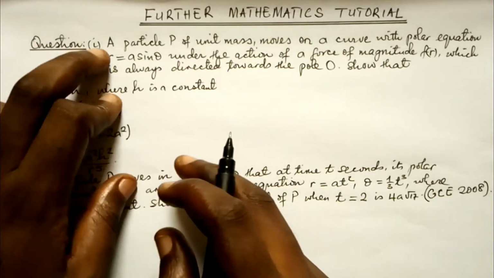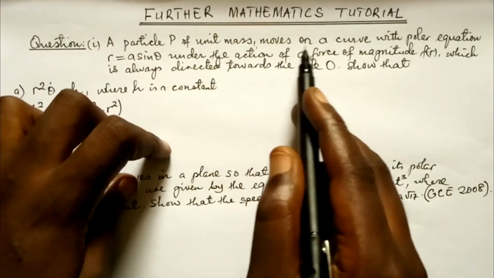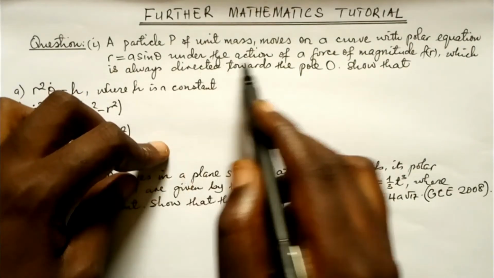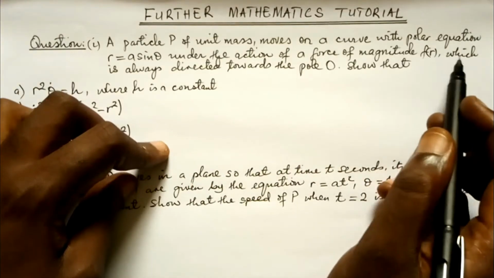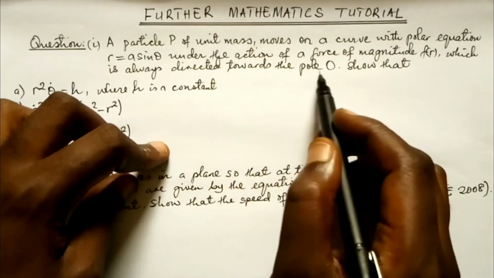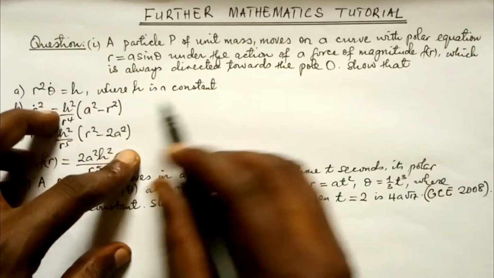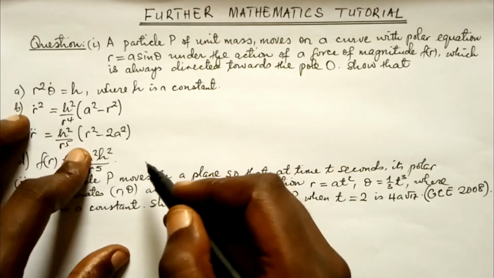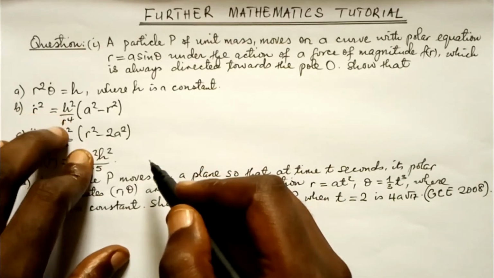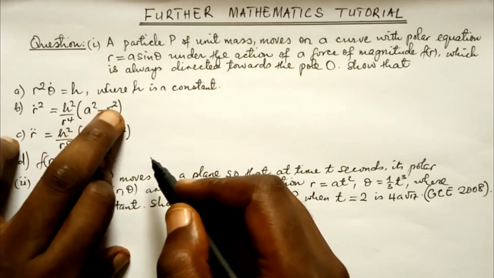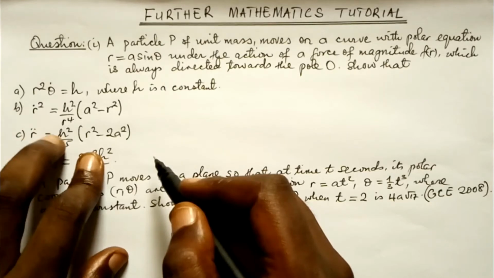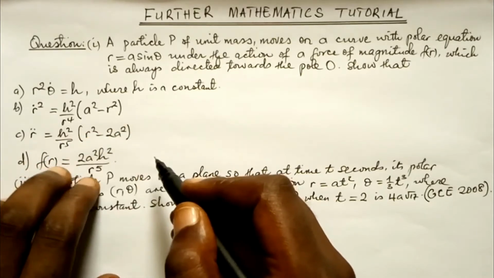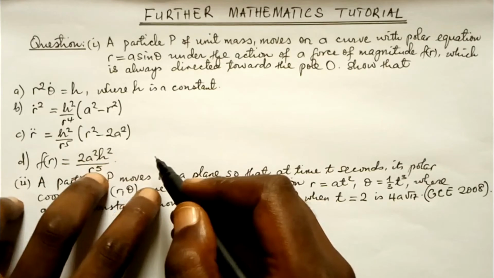In this question, a particle P of unit mass moves on a curve with polar equation r equals a sin theta under the action of a force of magnitude f of r, which is always directed towards the pole O. (a) Show that r squared theta dot equals h, where h is a constant. (b) r dot squared equals h squared over r to the fourth into a squared minus r squared. (c) r double dot equals h squared over r to the fifth into r squared minus 2a squared. (d) f of r equals 2a squared h squared over r to the fifth.